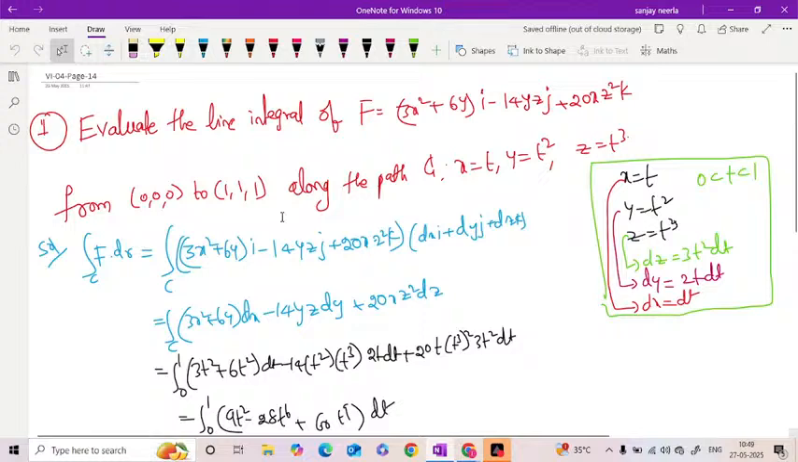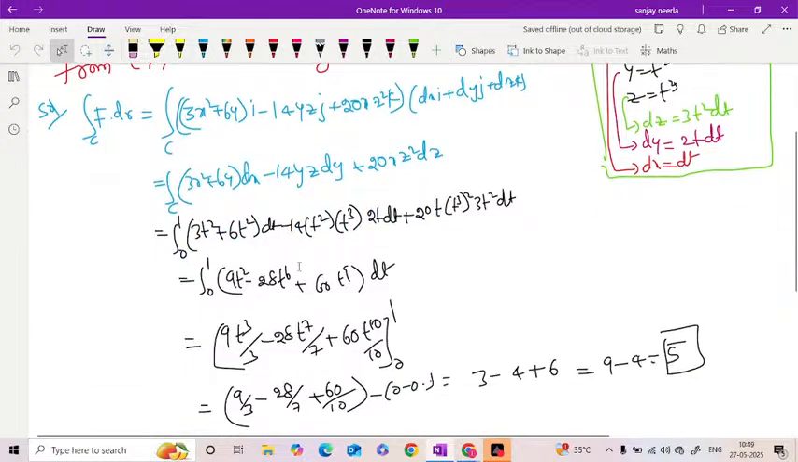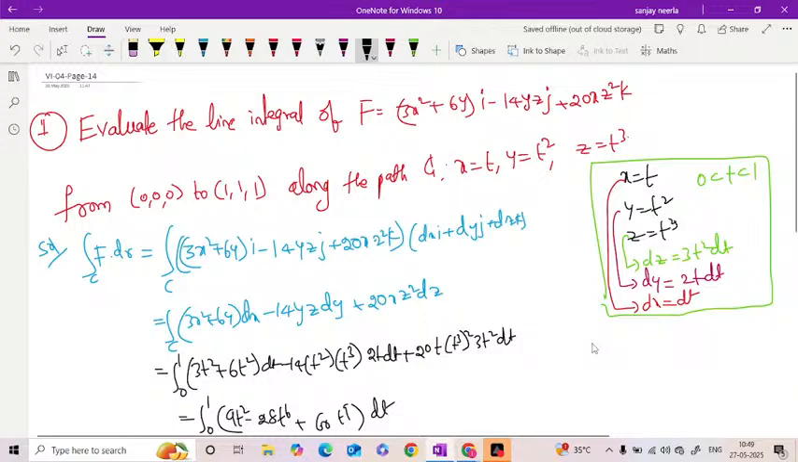Substitute. After substituting, it will be totally in terms of only t. Just do the normal integration. We will get the final answer, which is exactly 5. So this is the evaluation of the line integral of the vector field.